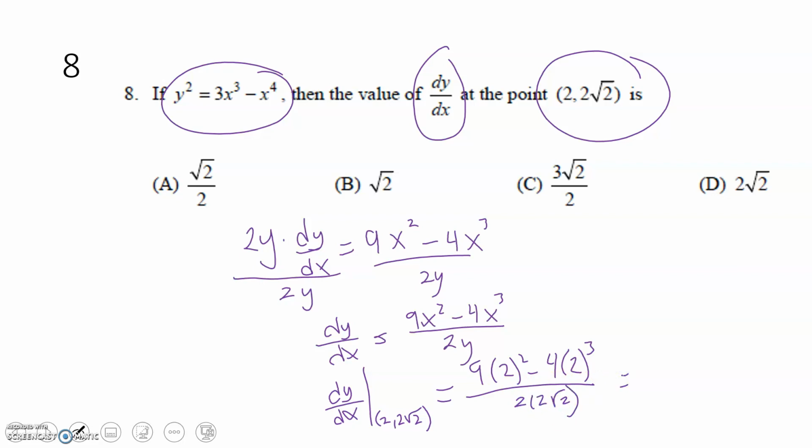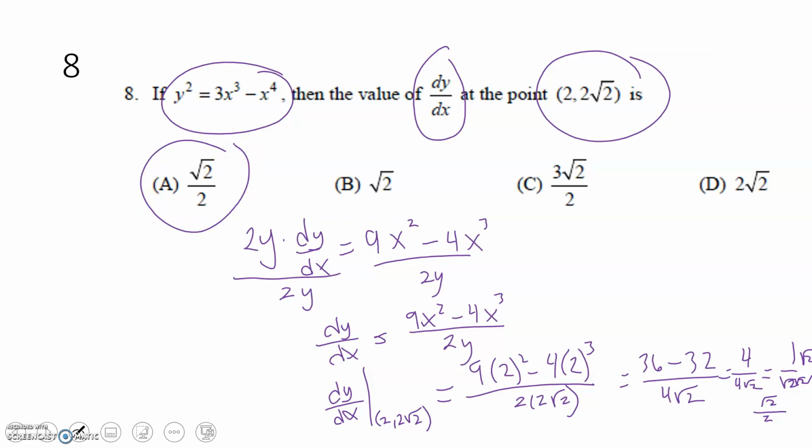So this becomes 9 times 4, which is 36. And this becomes 4 times 8, which is 32. And then in the denominator, we have 4 rad 2. We get 36 minus 32, which is 4, over 4 rad 2, which is 1 over rad 2. And then rationalizing this, we multiply both the denominator and the numerator by rad 2. So we get rad 2 over rad 2 times rad 2, which is just 2. So our answer is A.